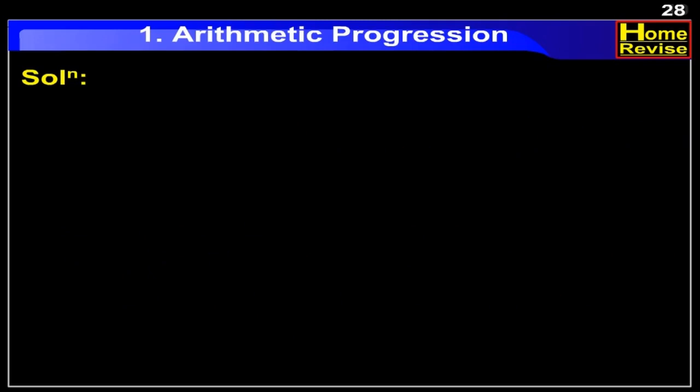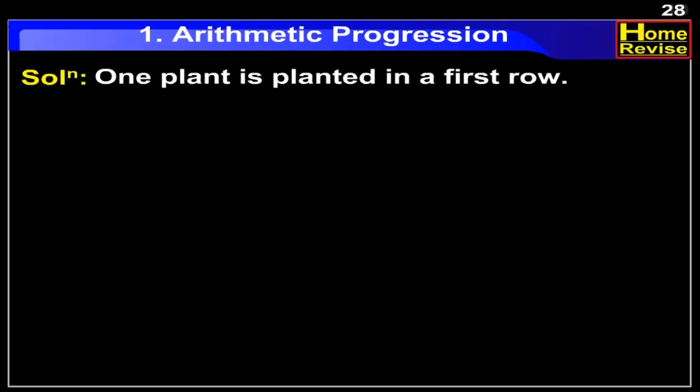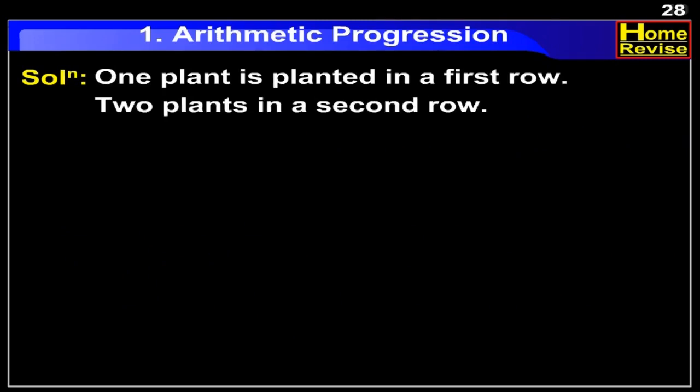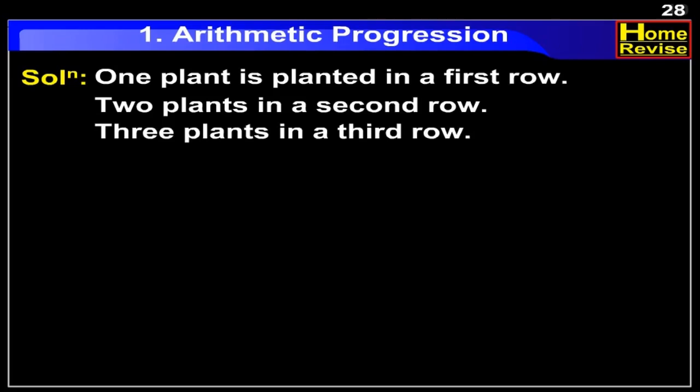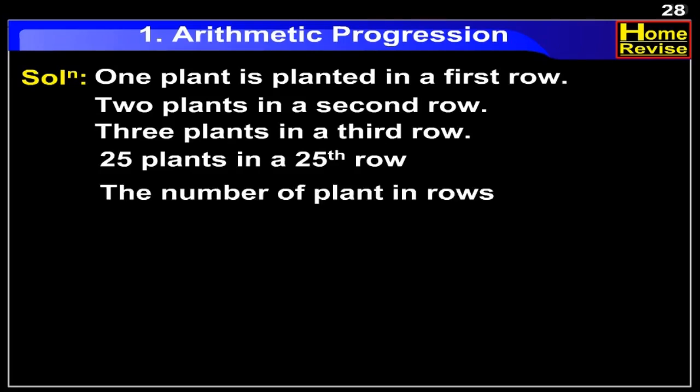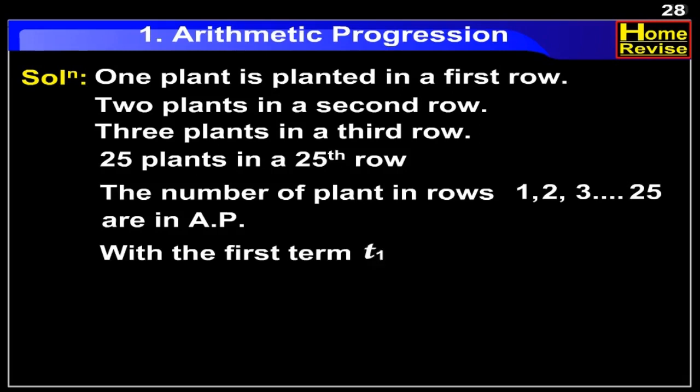Solution. As per the given information, 1 plant is planted in the first row, 2 plants in the second row, 3 plants in the third row, and so on, and 25 plants in the 25th row. The number of plants in the rows 1, 2, 3 and so on up to 25 are in arithmetic progression, with the first term T1 or a is equal to 1 and the 25th term T25 is equal to 25.